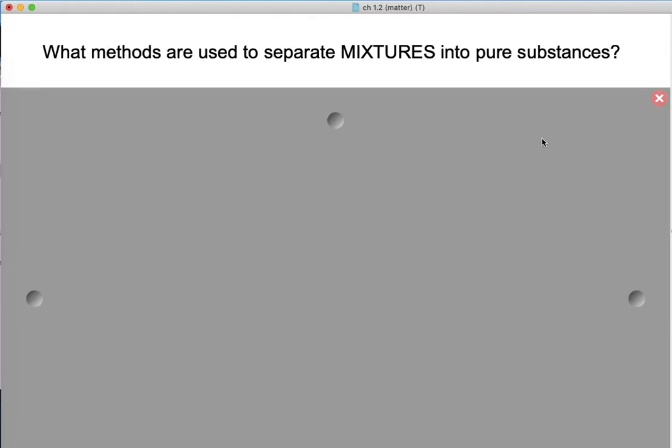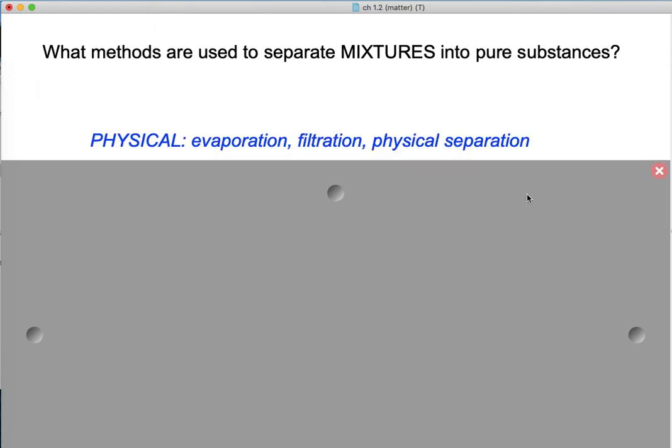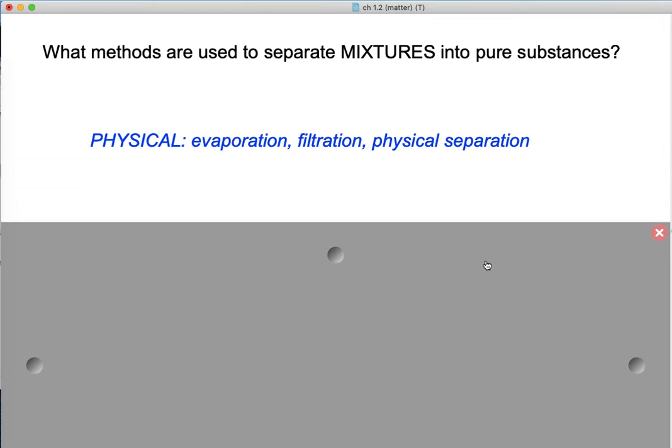Now, if I want to separate a mixture into a pure substance, I have to use physical methods. So for example, if I take salt water and allow the water to evaporate, I will have separated the water from the salt. Or if I have, for example, a slurry of coffee grounds in hot water and I want fresh coffee, I can filter it, or any physical separation.